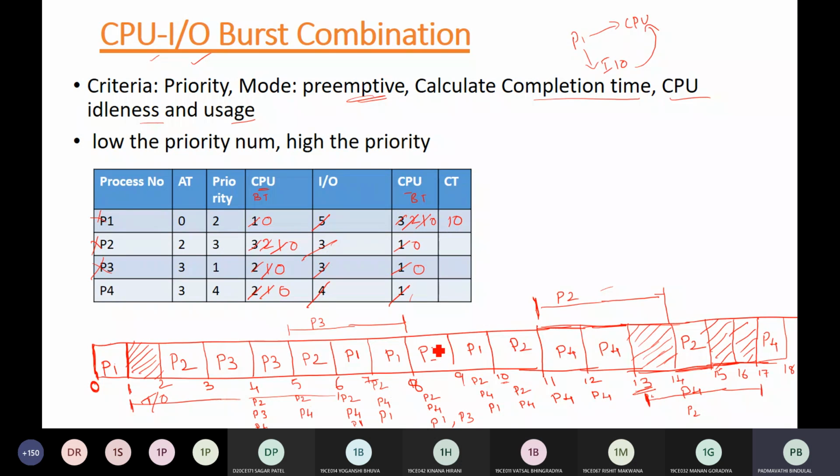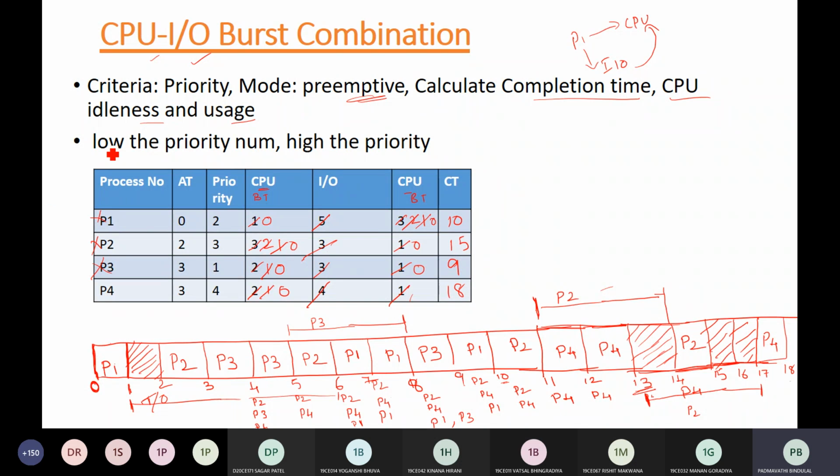Okay. Now next the P2 process: from here if you take, last it has completed here, that is 15. Next the P3 process: last it has completed here, 9. P4 process: last it has completed here, that is 18. So this is how you can calculate the completion time of the processes.